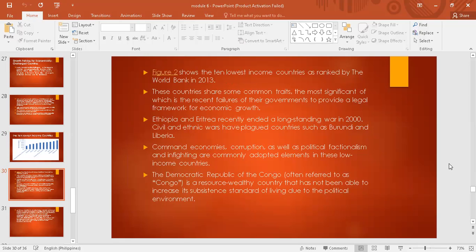It shows that nirank ng World Bank yung mga countries na ito base sa kanilang standard of living, GDP per capita. Okay? The common traits ay yung failure of government to provide legal framework for economic growth. Mismo yung government nila, walang mga programs, no? Although they have programs, probably they are not being implemented successfully.